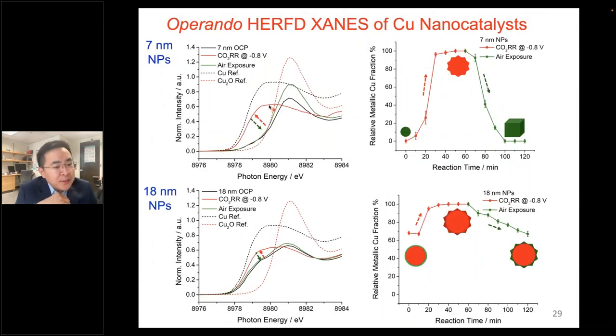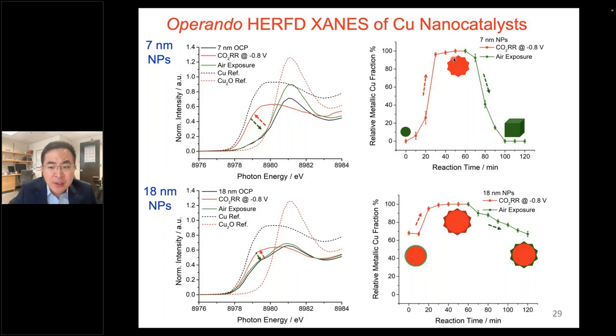On the left is the change of the spectrum, going from a pristine sample to under reaction. We see a clear conversion from oxide to metallic copper, and upon air exposure, we see the reverse change back to oxide again. So perhaps it's more helpful to plot the contribution of metallic copper as a function of reaction time. Under reaction conditions, we are achieving nearly 100% metallic copper.